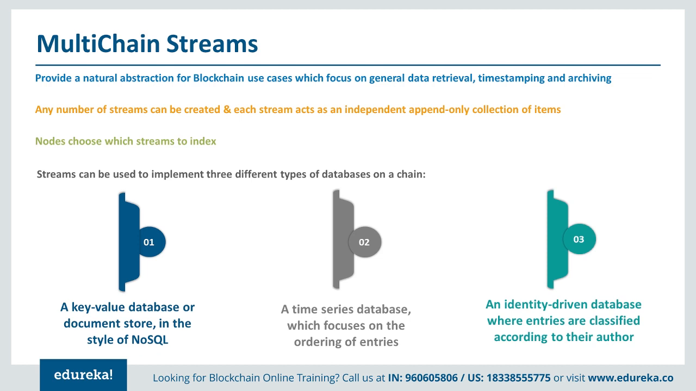So what is the stream? It provides a natural abstraction for blockchain use cases which focus on general data retrieval, timestamping, and archiving. Any number of streams can be used, and each stream can act as an independent append-only collection of items. Nodes choose which streams to index, and streams can be used to implement 3 different types of databases. So essentially what we use is a key-value database or a document store in the style of NoSQL. What we can also create is a time series database which focuses on ordering of entities, and an identity-driven database where entities are classified according to their author.